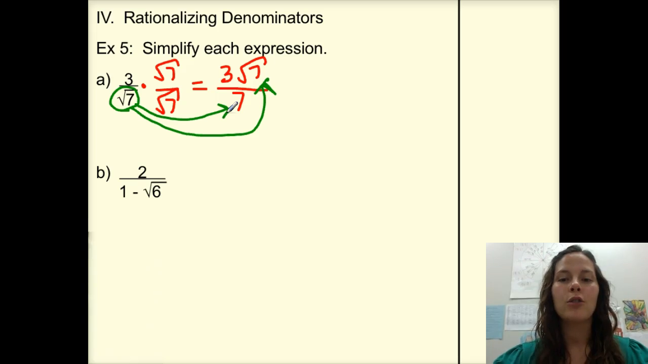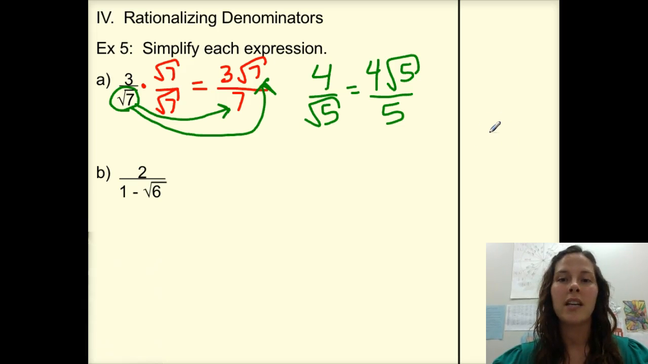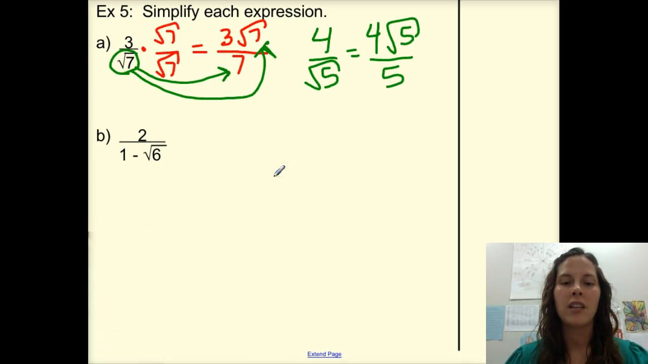So real quickly, to show you another way using the shortcut, if we had 4 divided by the square root of 5, move the radical to the numerator and drop the radical, leaving the value in the denominator. That's the quick way to get it rationalized. If that makes sense to you. Otherwise, feel free to continue doing it the long way like what I showed you on part A there.